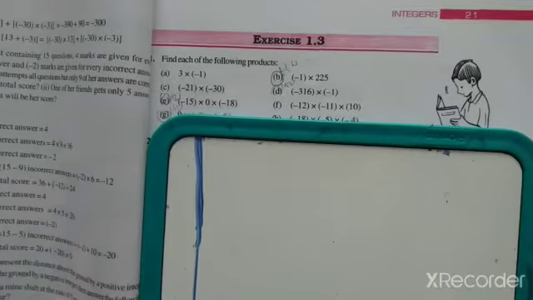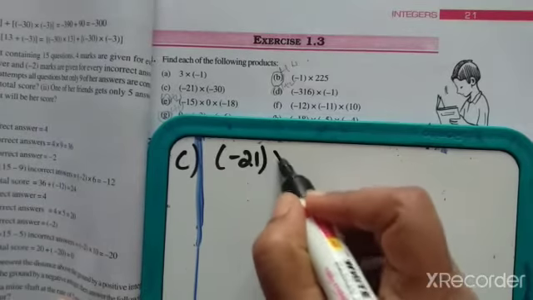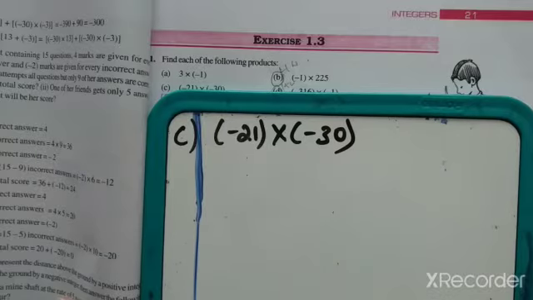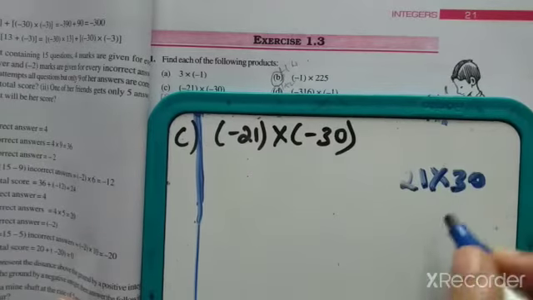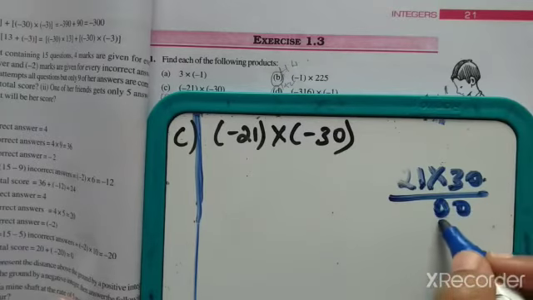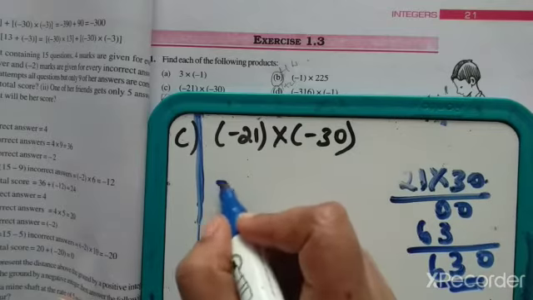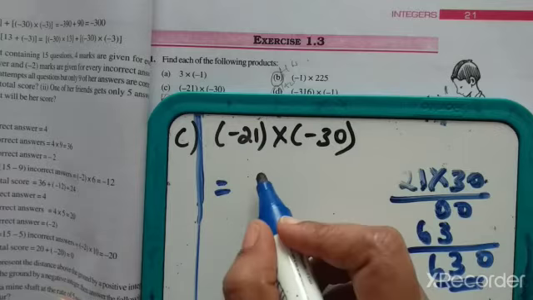Now the second question, (c): minus 21 into minus 30. Now we have to multiply minus 21 into minus 30. Check your answer. 21 into 30. First multiply. 0 ones are 0. 0 into 2 is 0. 3 into 1 is 3. 3 2s are 6. Answer is 630 after multiplication. So here minus into minus means plus.